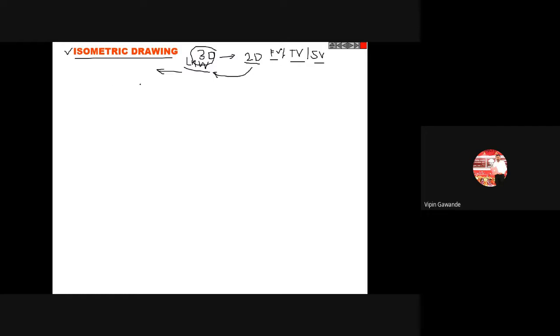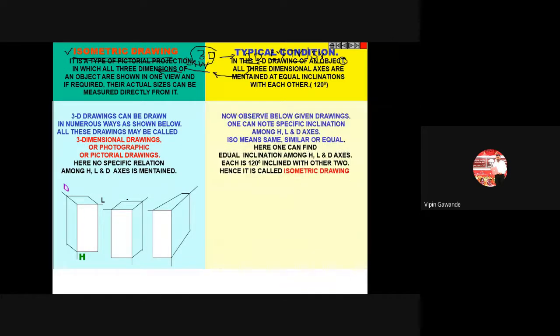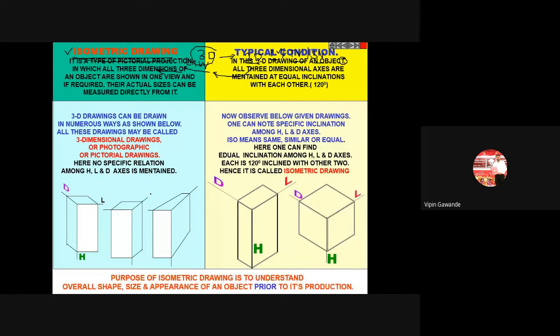Just remember this: conversion of three-dimensional drawings into two-dimensional drawings is called orthographic projection, and conversion of two-dimensional drawings into three-dimensional drawings, the reverse of orthographic projection, is called isometric drawing. The definition is given here, and we will see the rest afterwards. Now the most important thing here, this part is very important.